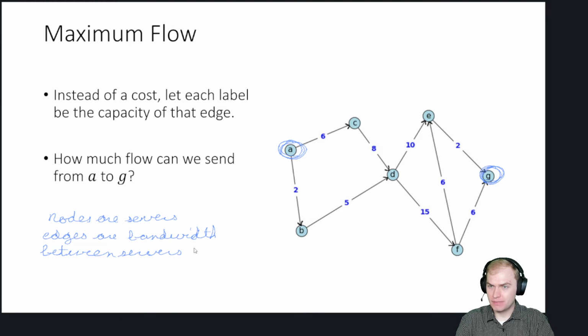So the question is, how much flow can we send from A to G? And flow is just the sort of generalization of the bandwidth idea, or the amount of product idea. And each edge, instead of a cost on that edge, that number is now a capacity. That's how much flow can that edge, that server connection, that sewer pipe, how much can it handle?